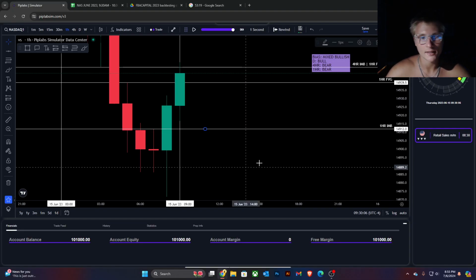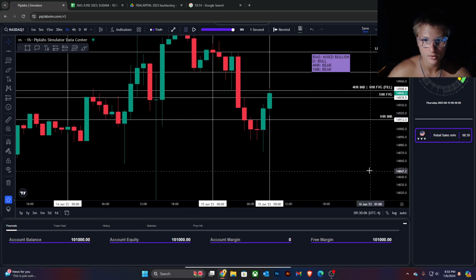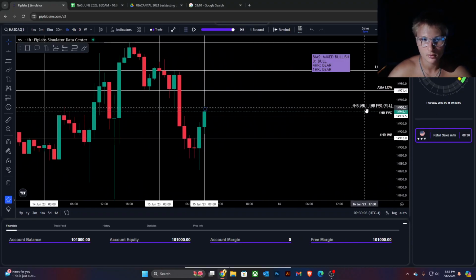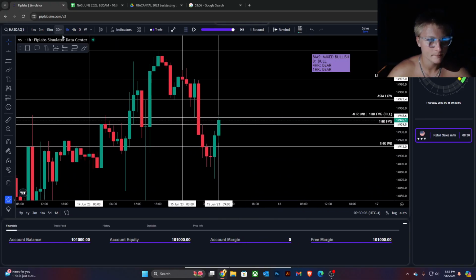If price at 9:30 a.m. wants to trade into this, I could be looking for a move to the upside off of this. Looking to target previous day's highs up here for liquidity.